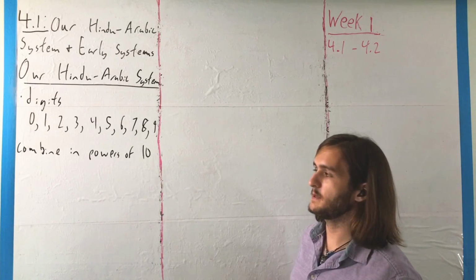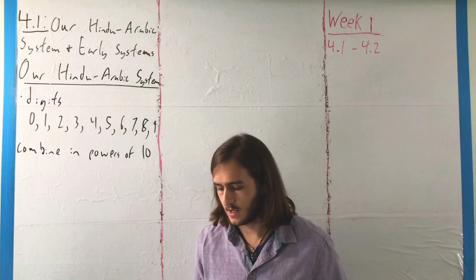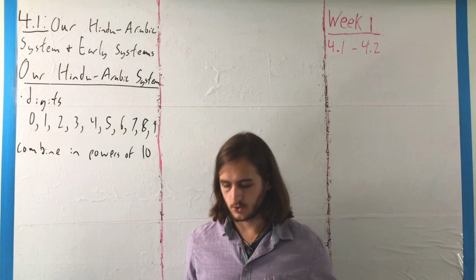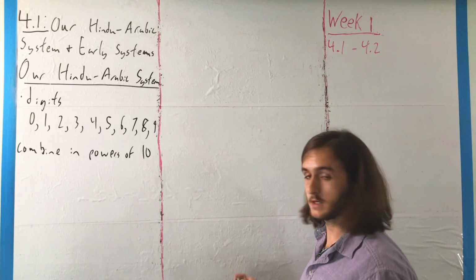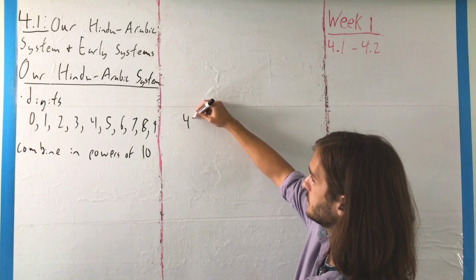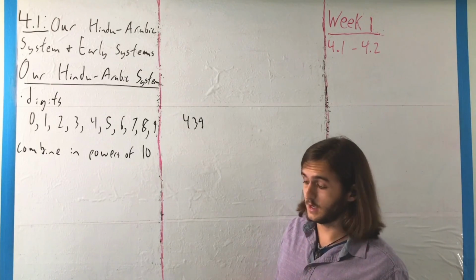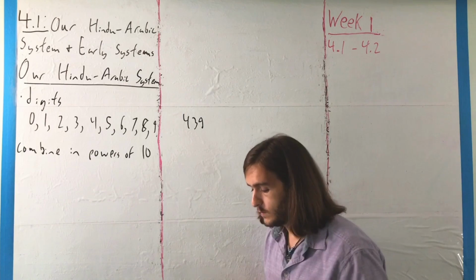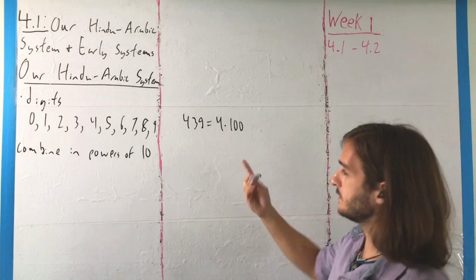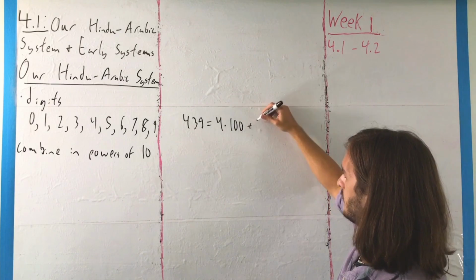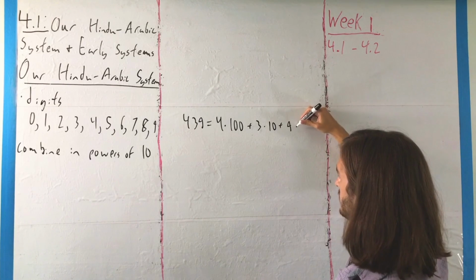From these 10 most basic pieces, we then make combinations in terms of powers of 10 in order to represent larger values. So for example, in our Hindu-Arabic number system, if we want to talk about the number 439, we don't just see this as 439 separate things. We can think of this as 4 groups of 100 things, along with 3 groups of 10 things, and 9 groups of single things.